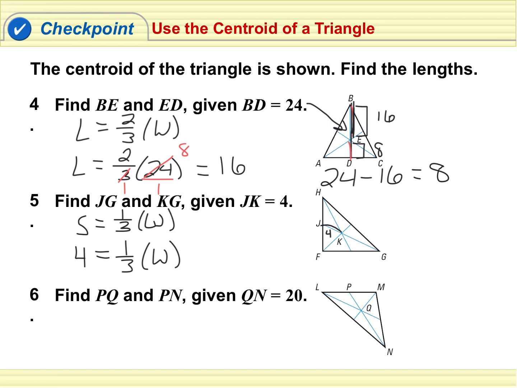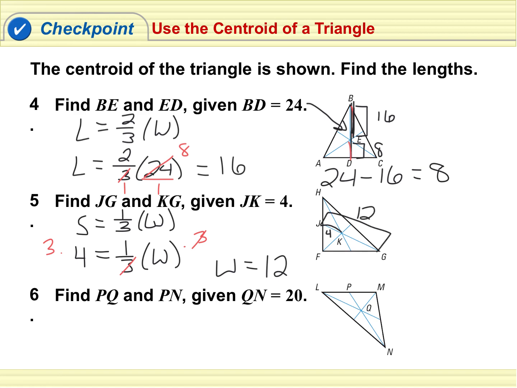Okay, so we want to solve for W. How do we solve for W? How do we get W by itself? How do we take away the 1/3? We're going to multiply by 3 on both sides, because if we multiply by 3 over here, those 3's cancel each other out. So what do we get for our whole? What's 4 times 3? 12. So our whole thing is 12.